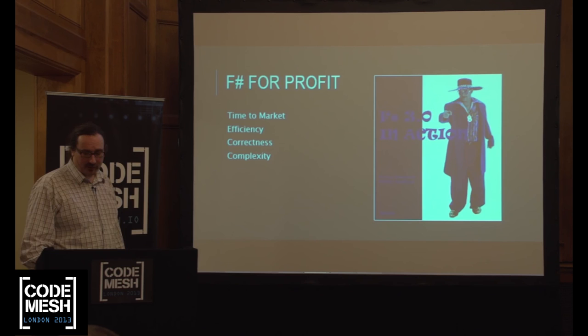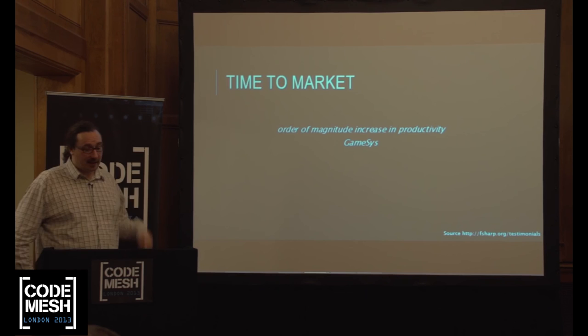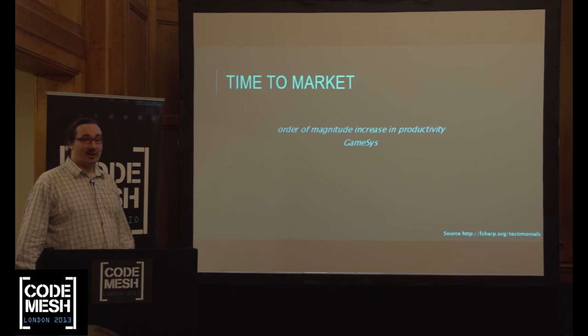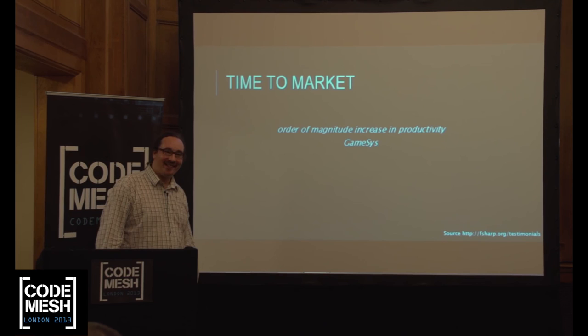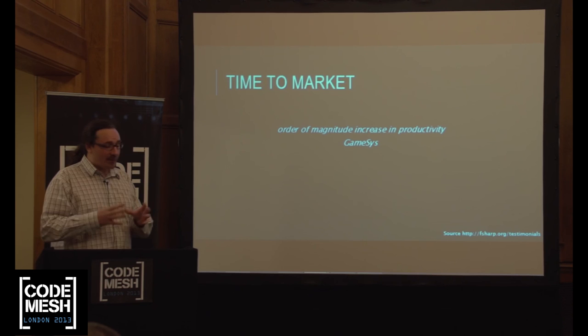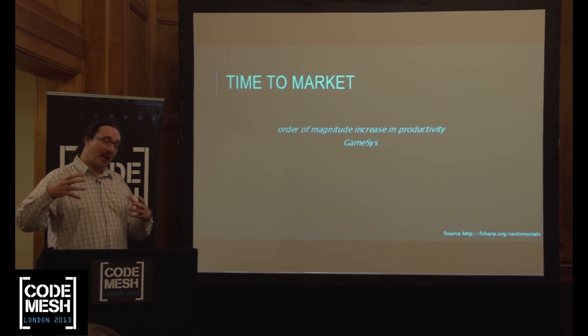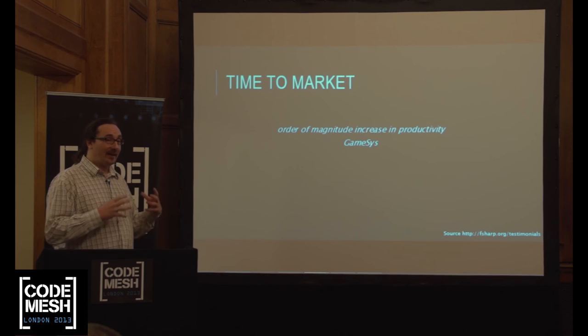So I'll just go through some of the examples. Here's time to market. Jan at Gamesys found an order of magnitude increase in productivity. And that's something you can get excited about. That's something you can tell your boss and start adoption. Jan will be speaking later this afternoon. They were taking about 2 months using Java to produce a new application, and they've gone down to days now. And that's huge. And they're getting the correctness and solving complexity at the same time.